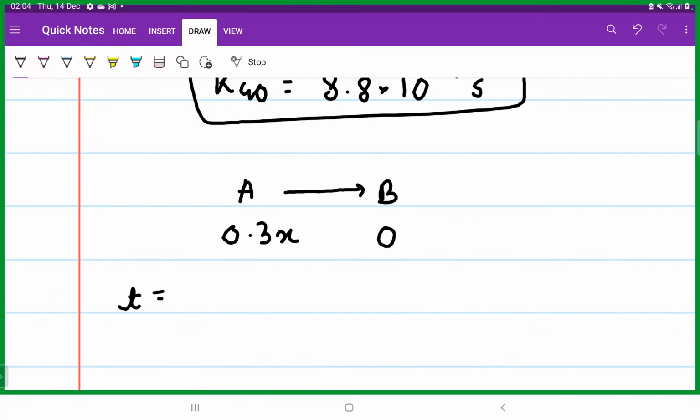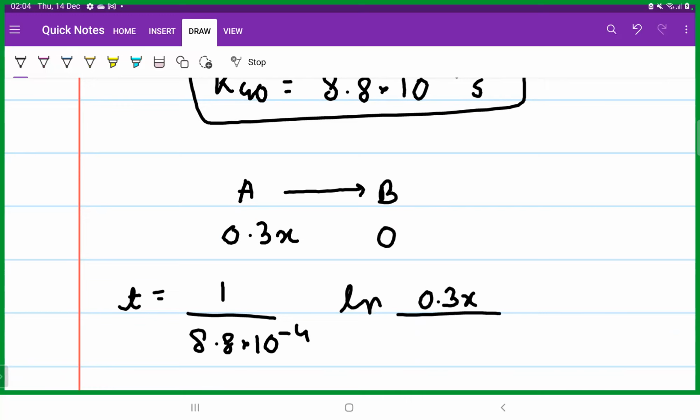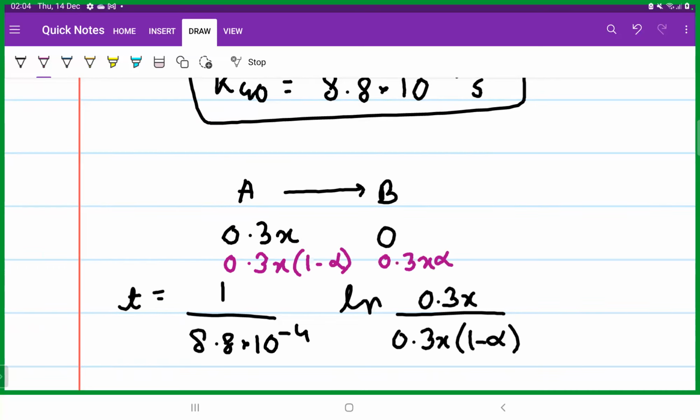Like I said, this is a totally formula based kind of chapter. You just have got several formulas which you have to apply at the right time. Okay, and you have to remember these formulas as well. That is very important. 0.3x into 1 minus alpha, right? I mean, it's quite obvious, right? After 20 minutes this will be 0.3x into 1 minus alpha, and over here 0.3x alpha will be formed, right?